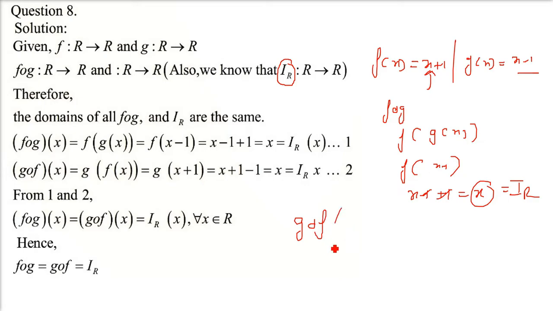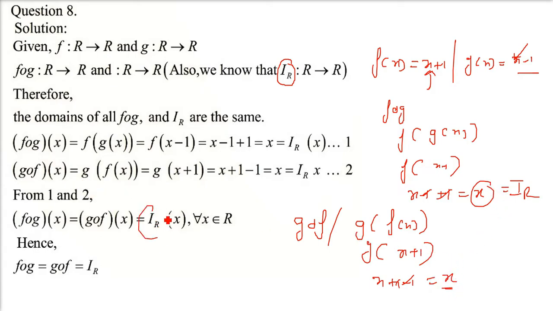How about gof? g of f(x). The g of f(x) is g of x plus 1, since f(x) is x plus 1. So put it here, x plus 1 in place of x in x minus 1. You get x again. So when you put x, you get x. So in both the cases, you are getting identity, which is what needs to be proven.